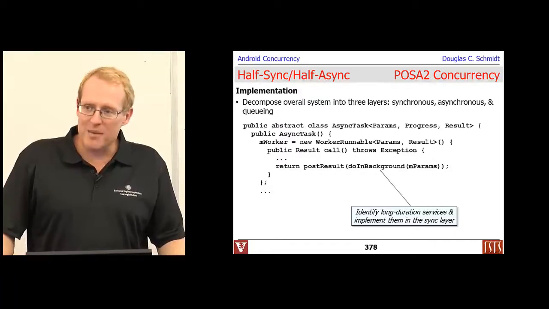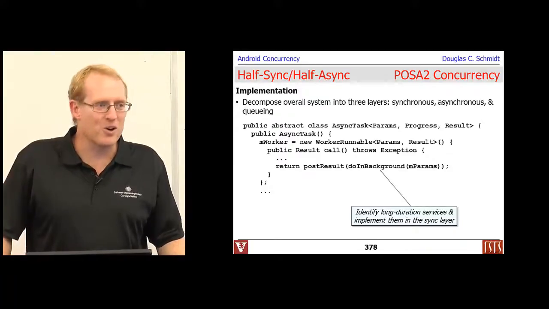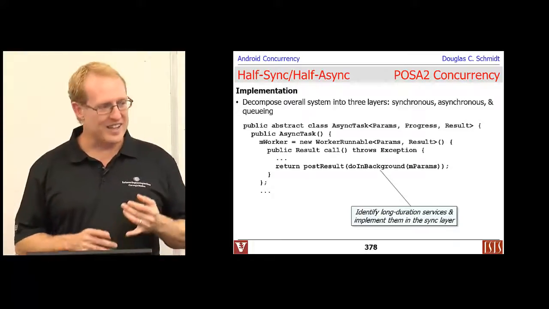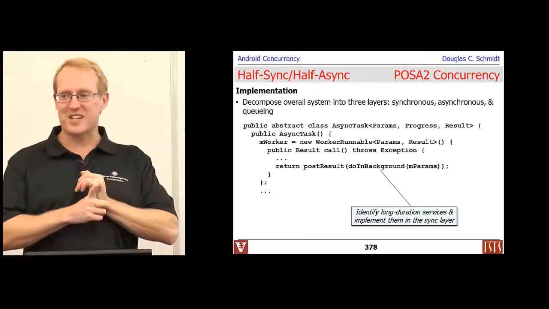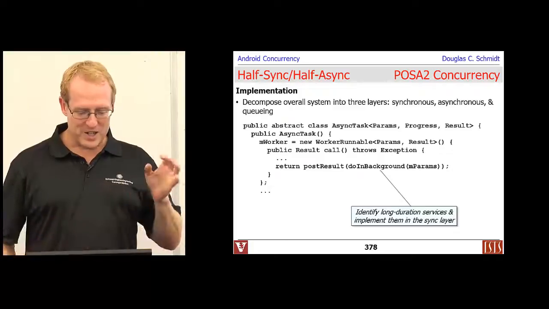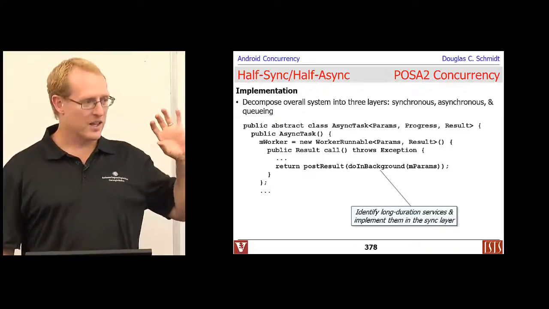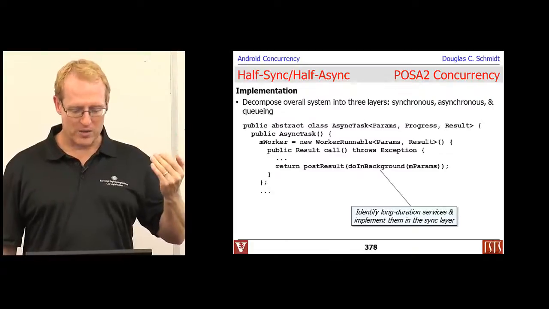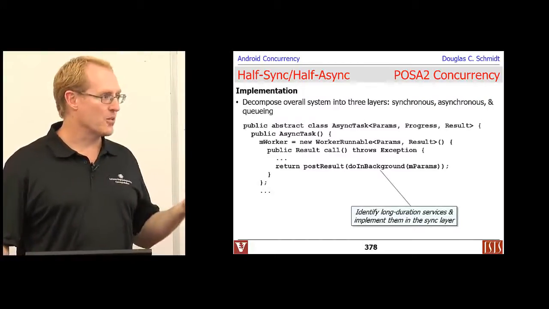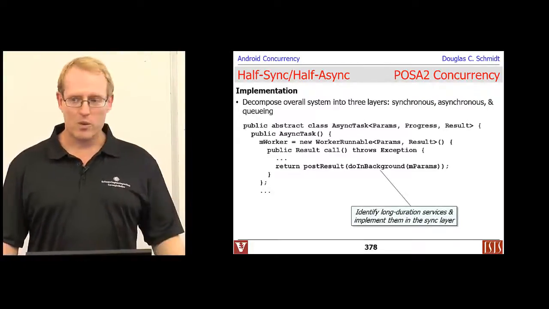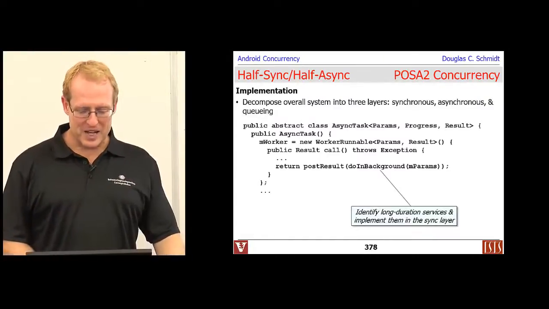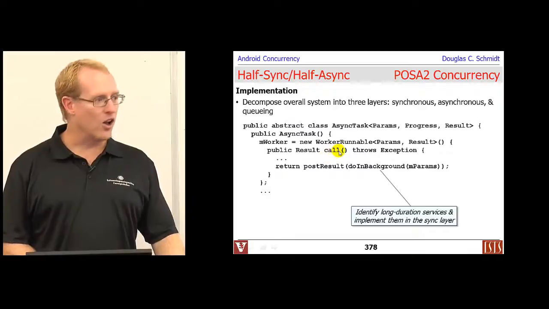And the way that happens, of course, in the Async Task framework, if you poke around here for a while, when the constructor of Async Task is first called, it creates something called a worker, an mWorker of type WorkerRunnable. And this is basically a future. It's a callable. It's a runnable and a callable. It kind of combines a bunch of things together. And it's got this hook method on it called call.